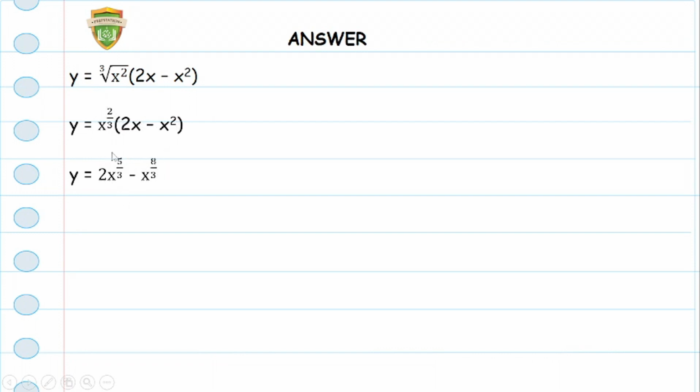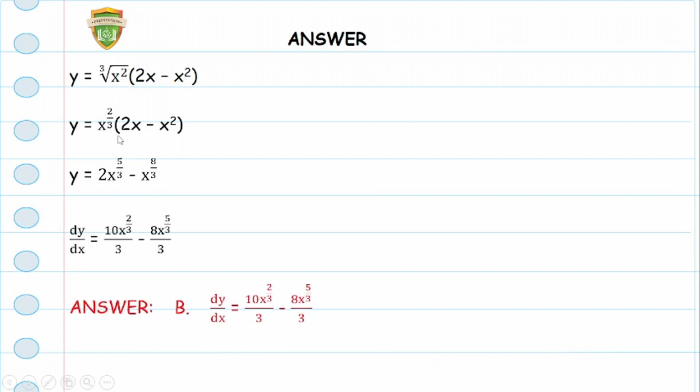Now to differentiate, you multiply the power by the coefficient of x, and then you subtract 1 from the power. So that's what we're going to do. When you multiply 5 over 3 by 2, you're going to get 10 over 3. Hence this 10 over 3. When you subtract 1 from 5 over 3, you get 2 over 3 back.